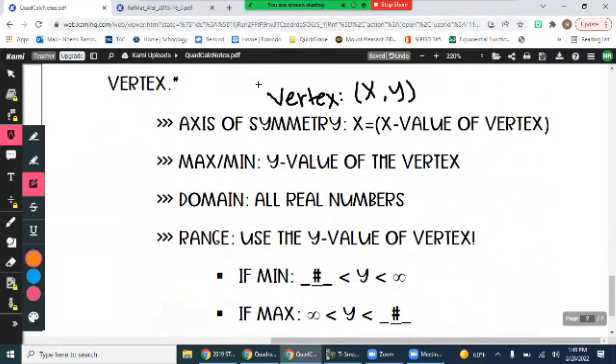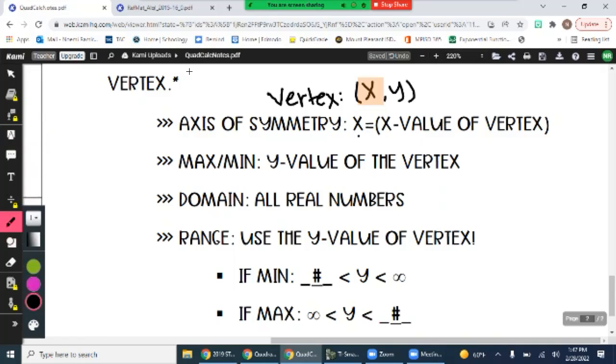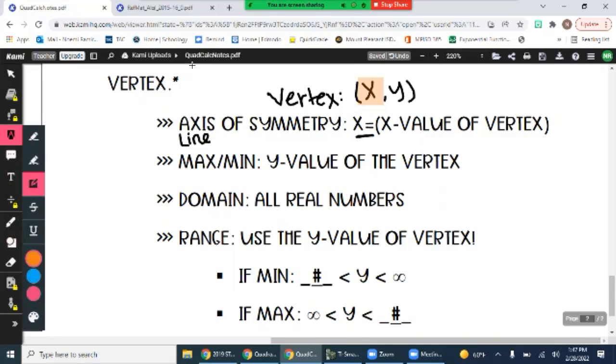Grab your yellow highlighter. X value. Your axis of symmetry should always start with X equals. It is a line of symmetry. Every line is described as an equation. That equation starts with X equals, as I've repeated multiple times. X equals what? The X value of the vertex. So those two should match up.